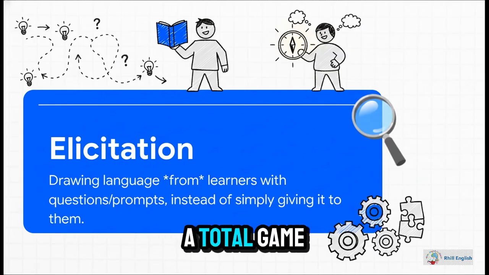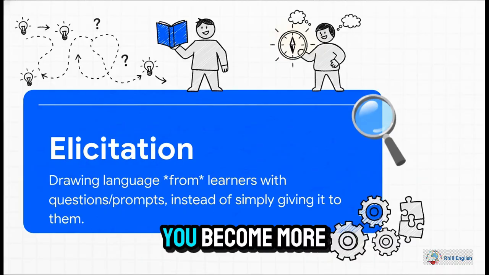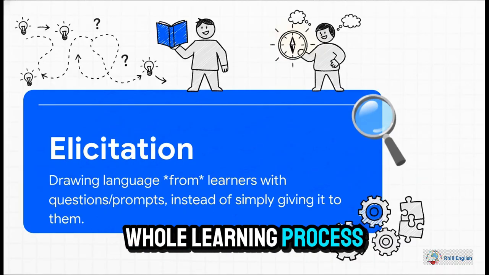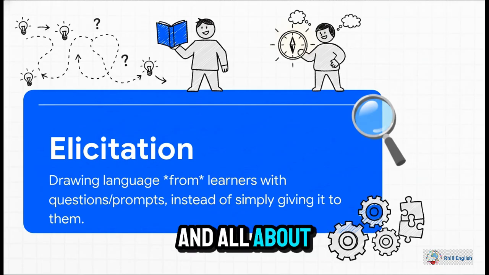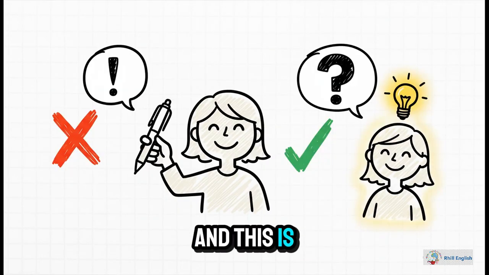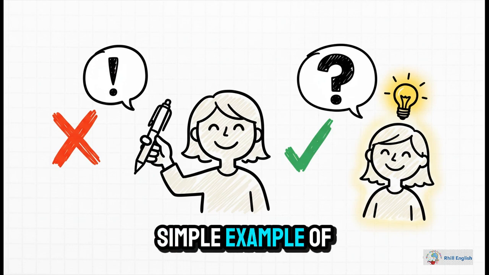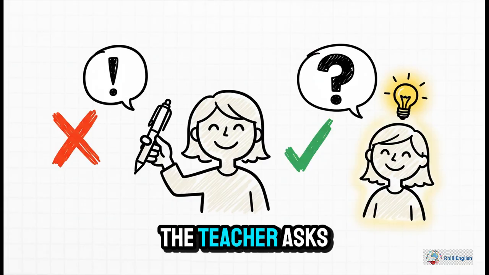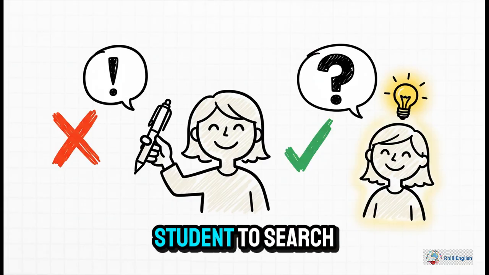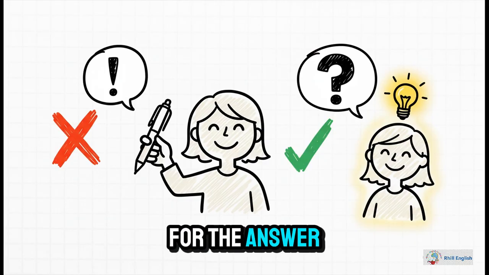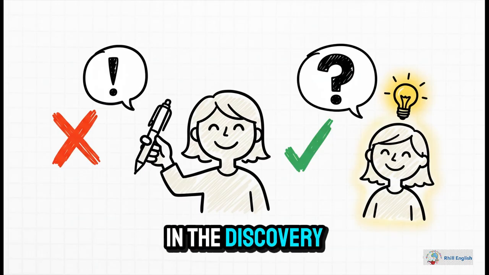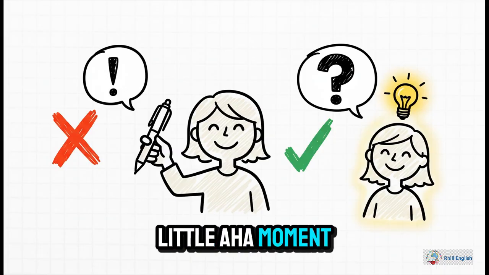Elicitation. This is a total game changer. Instead of just standing at the front and telling students the answer, you become more of a guide, helping them discover it for themselves. It makes the whole learning process way more active and all about the student. And this is just a perfect, simple example of that magic, right? Instead of just saying, "This is a pen," the teacher asks a question. It forces the student to search their own brain for the answer. They're not just passively listening, they're actively participating in the discovery. It creates that little aha moment.